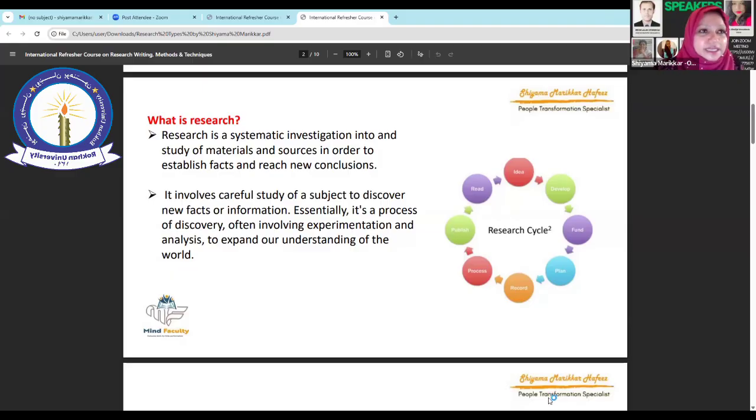So research is, we are searching for something, information, a fact, or a thing which is already available, but you are going to find a new solution for it, a new conclusion for that, or maybe you're going to expand your knowledge of it. So this should be very clear when you are doing research.